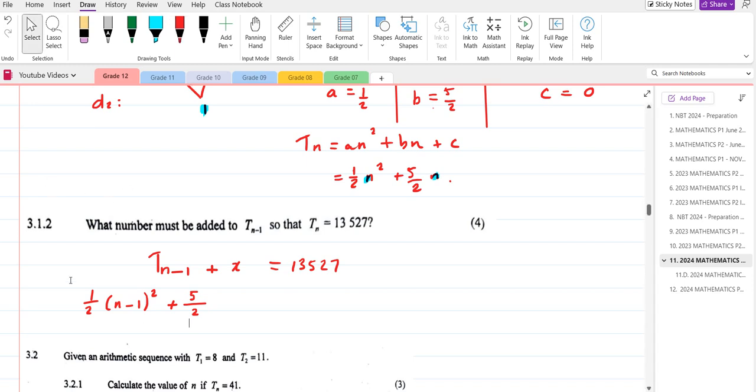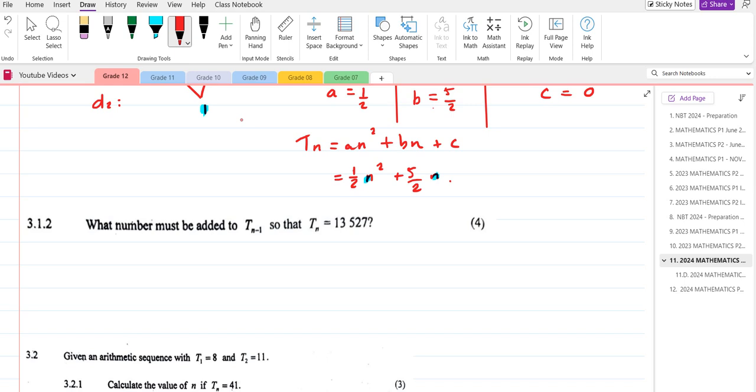What number must be added to Tn minus 1 so that we get 13,527? Don't do Tn minus 1, guys. I have a better option, because you're going to have n and x. You're going to have two unknowns. So let's solve Tn is equal to 13,527. So what I'm saying is there is a number, there's a quadratic sequence. What was your quadratic sequence?